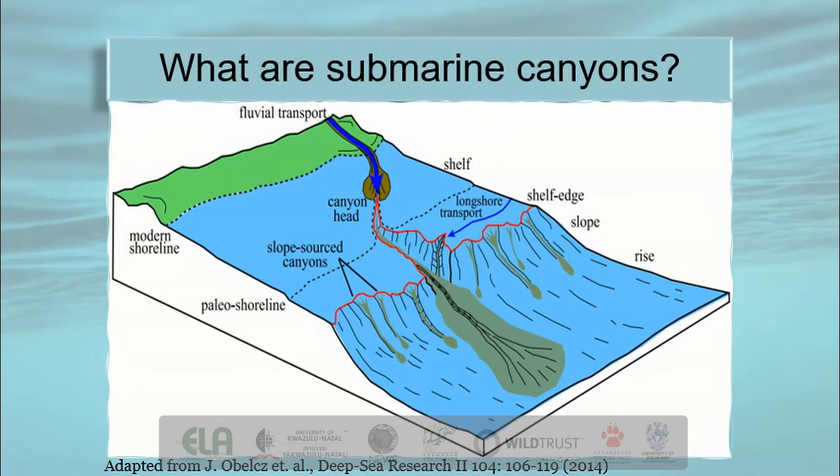So we have two types of submarine canyons. We have mature shelf-breaching canyons, which go all the way to the shelf, and we have blind canyons, which only occur in the slope region.